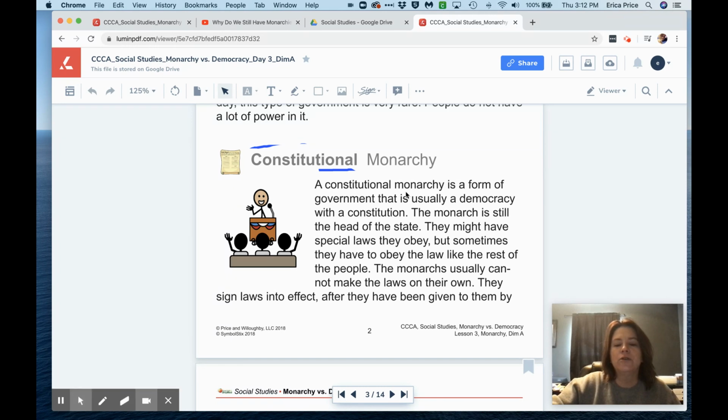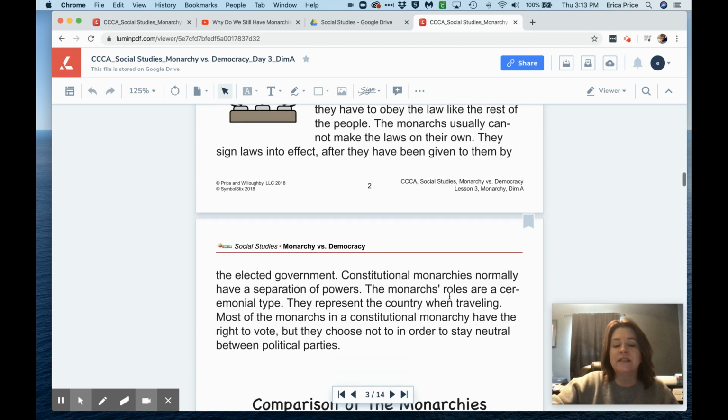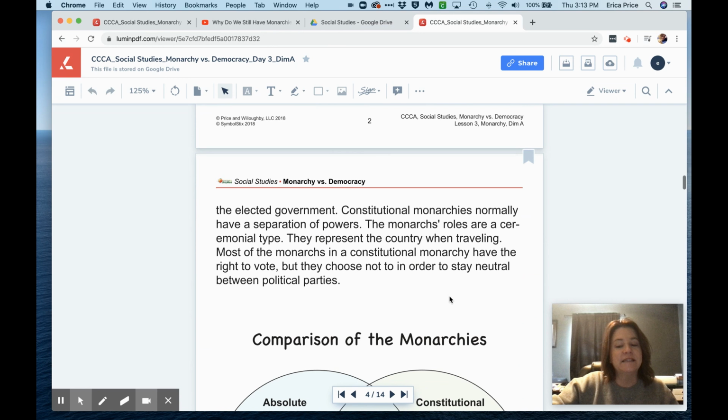A constitutional monarchy is a form of government that is usually a democracy with a constitution. The monarch is still the head of state. They might have special laws they obey, but sometimes they have to obey the law like the rest of the people. The monarchs usually cannot make the laws on their own. They sign laws into effect after they have been given to them by the elected government.